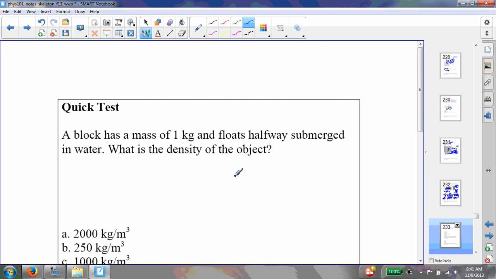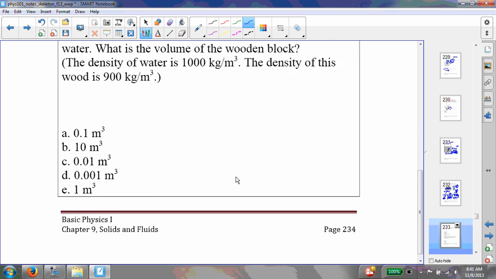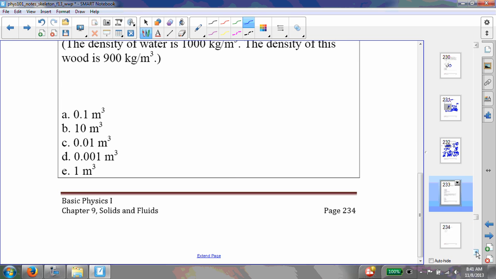And here are some questions that you'll see on the online quiz. You can go ahead and work through them here. You should be able to work through those now.